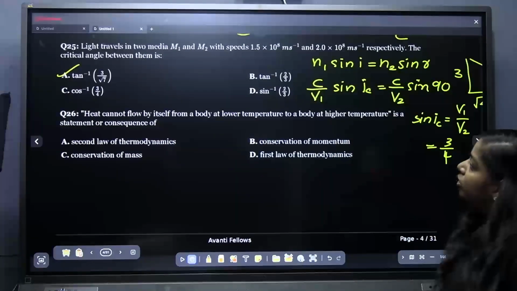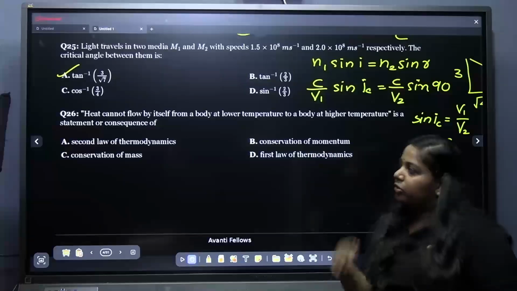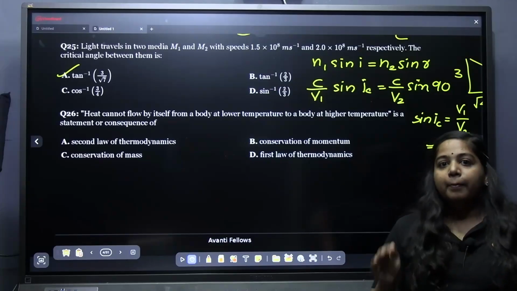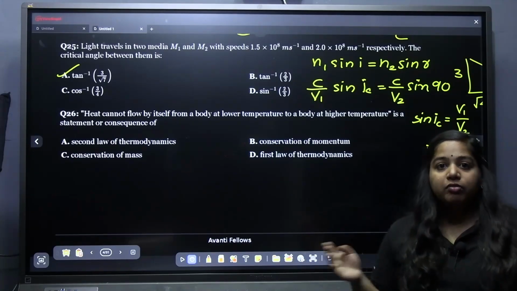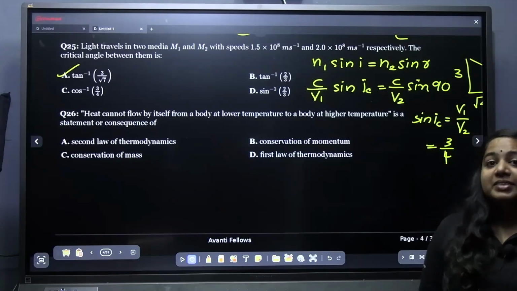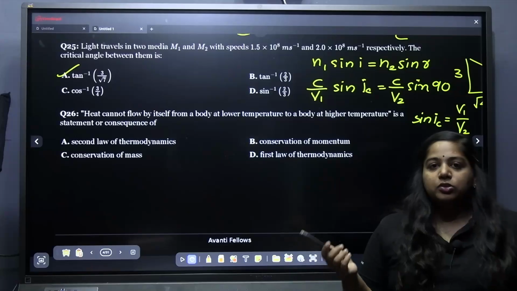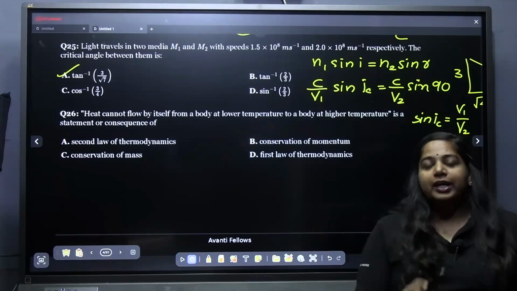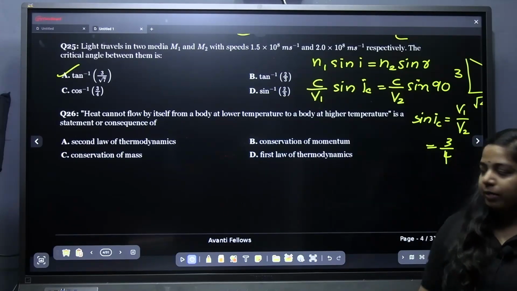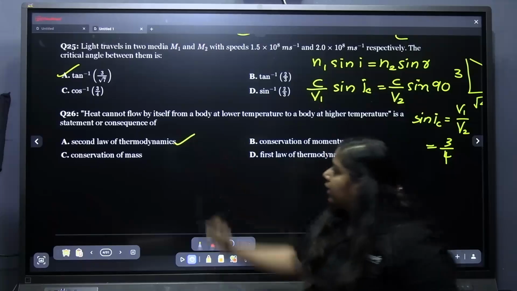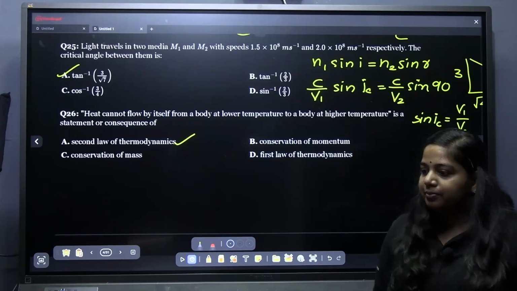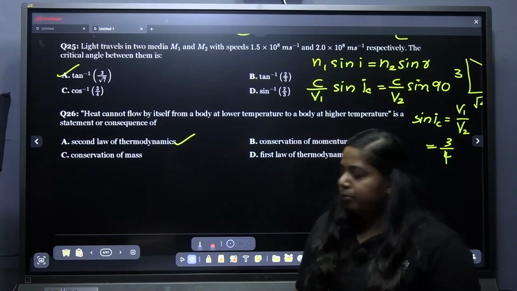Next one: heat cannot flow by itself from a body of lower temperature to higher temperature as a consequence of what? In the first law, there is no restriction on heat flowing from anywhere to anywhere. We would just put a minus sign. But the second law says that from lower potential to higher potential, no process can be done without external energy provided. So we can say the second law of thermodynamics doesn't permit heat to flow from lower to higher potential. Is that clear? So we will move to the next question.